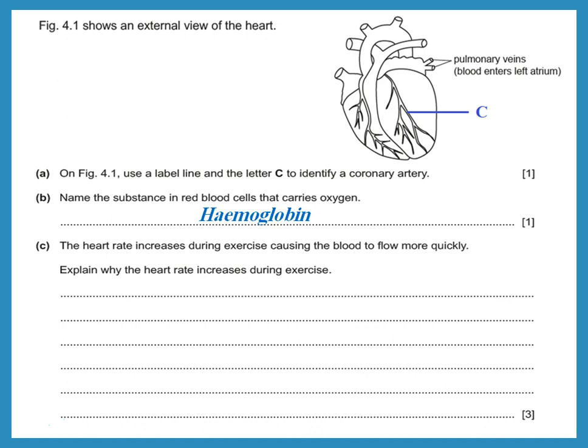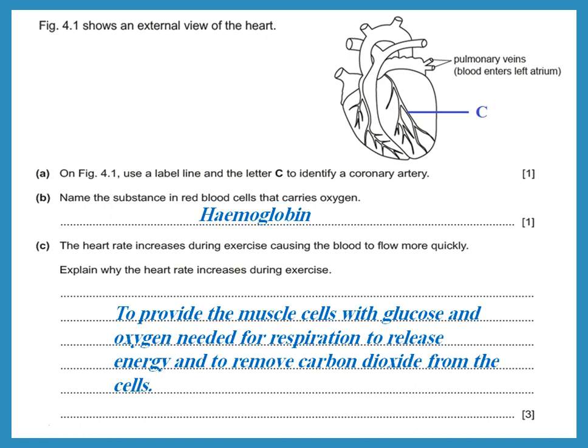The heart rate increases during exercise, causing the blood to flow more quickly. Explain why the heart rate increases during exercise. Why do we want faster heart rate during exercise? Of course, this is to provide the muscle cells with more glucose and oxygen that are needed for respiration to release energy and to remove the carbon dioxide produced from cells when they do respiration.